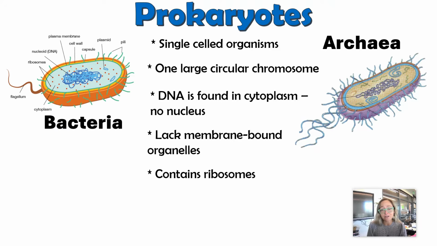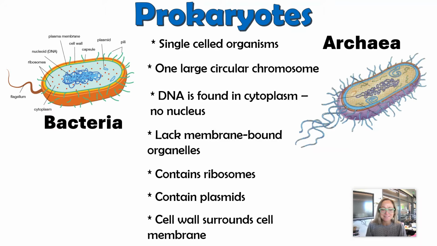All cells on Earth have ribosomes. Ribosomes are organelles. However, they're not membrane bound. They're actually made out of rRNA and protein. And then they have plasmids. Plasmids are these extra little pieces of DNA that we'll talk quite a bit about in genetic engineering, as well as a bit in our discussion on mitochondria and chloroplasts. Anyway, and they also have a cell wall that surrounds their cell membrane.